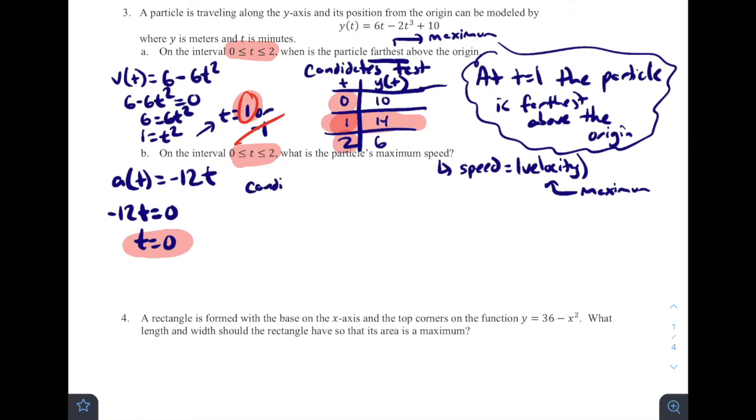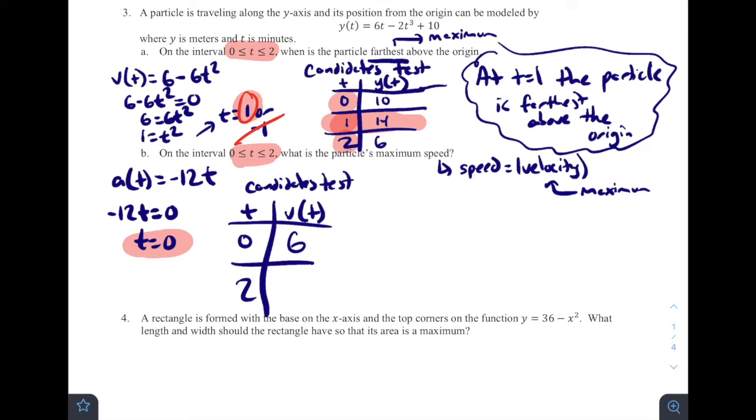Again, we're doing our candidates test, and we're going to just plug in those values. So t, and then we're talking about the velocity, so we're going to do v of t. And so 0 and 2 are our 2 values. If we plug into our velocity equation from part A, if you plug in 0, you get 6. If you plug in 2, you're going to get negative 18.